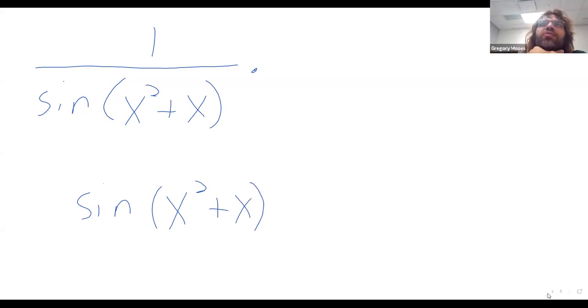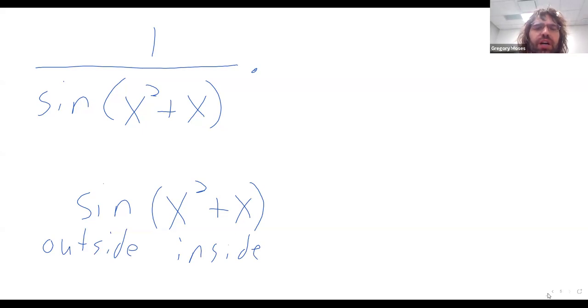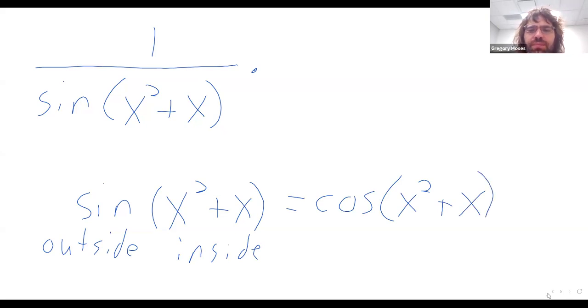And what happens when we take this derivative is that we're going to need to use the chain rule again. Because when we take the derivative of the sine of x squared plus x, we've got an outside and an inside function. So the derivative of the outside function is the cosine. The inside function gets stuck inside of it. And then we multiply by the derivative of the inside function.